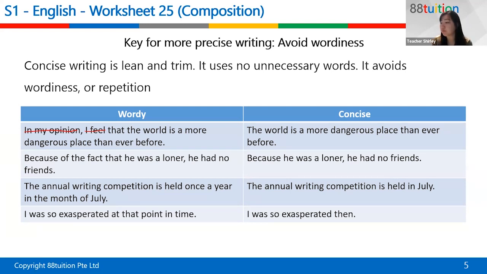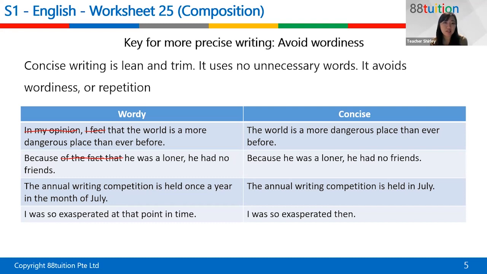Let's take a look at number 2. Because of the fact that he was a loner, he had no friends. You can actually omit "of the fact", because using the word "because" already tells you the reason. Because he was a loner, he had no friends. So there's no need to include "of the fact that".